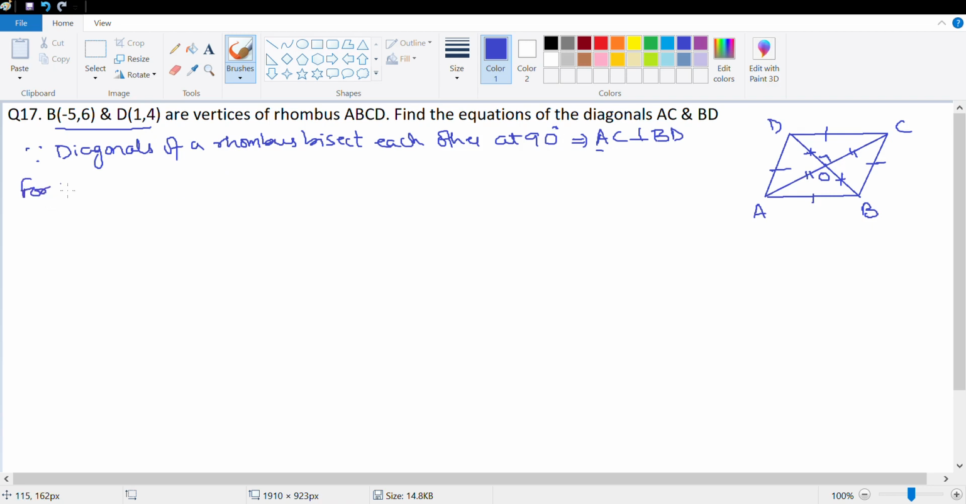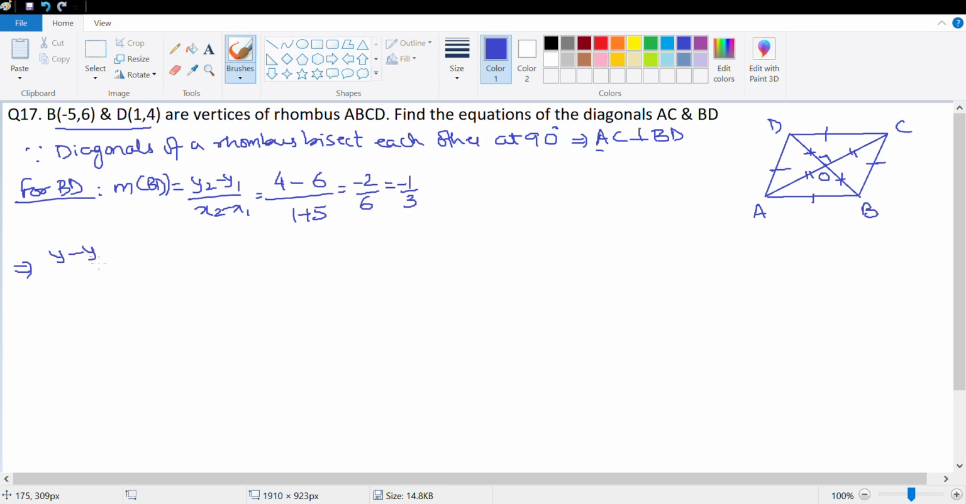For BD, the slope of BD, that's the first thing that we'll need, will be given by y2 minus y1 upon x2 minus x1. In this case, y2 is 4 minus y1, that's 6, upon 1 minus negative 5, which is 1 plus 5. This is negative 2 upon 6, which means this is equal to negative 1 upon 3. Perfect.